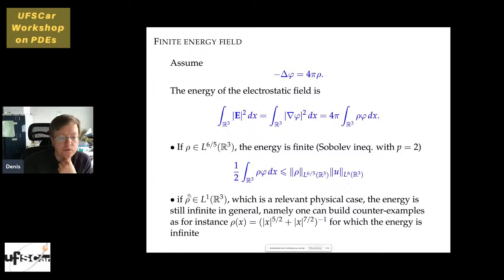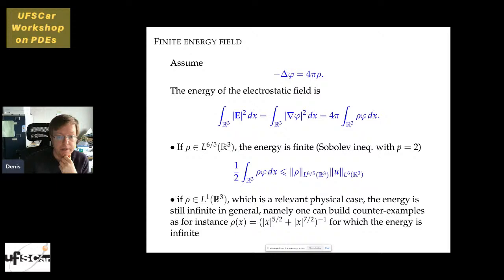And by the way, you can show that there are some examples, and this is one of the examples. I don't remember where I took that. I don't know if Luigi Orsina is following the lecture. Probably, I think I took that from a paper from him and Dino Fortunato and Pisani, if I remember well. So this is an L1 charge for which the energy of the solution will be infinite.